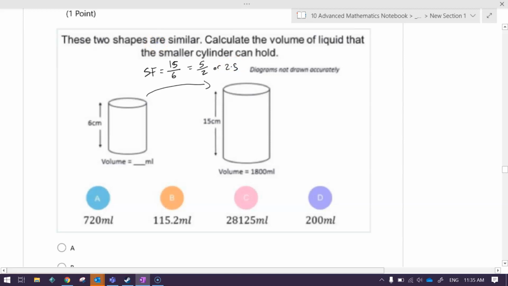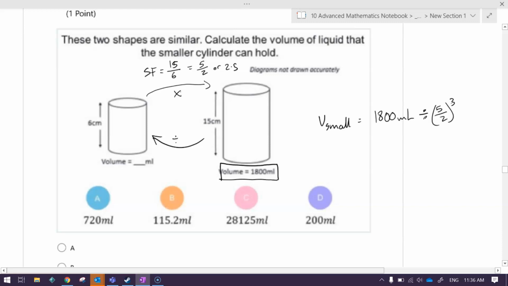What's the important thing with this question? To go the other way, we need to multiply to increase something. We're going to need to divide by that scale factor to reduce it. But a volume, the important thing to remember here is it's three-dimensional. So the volume of the small one is going to be the volume of the large cylinder, 1800 millilitres. And I'm going to divide by that 5 over 2, or 2.5, 3 times.